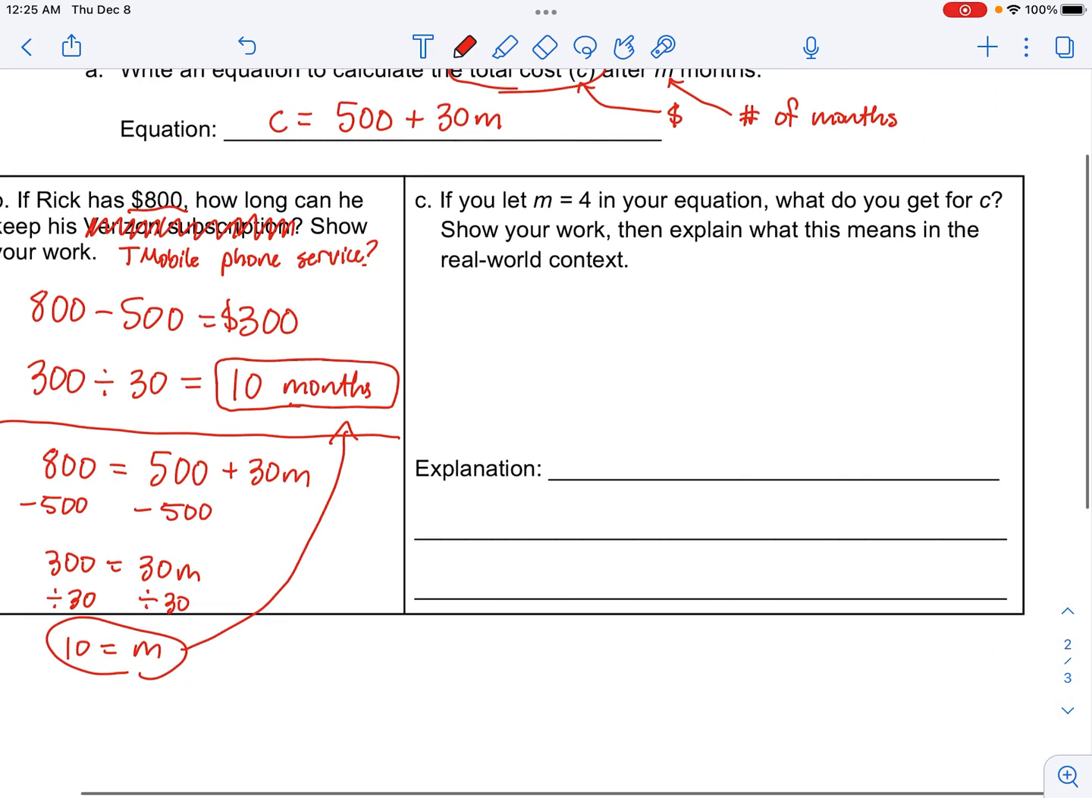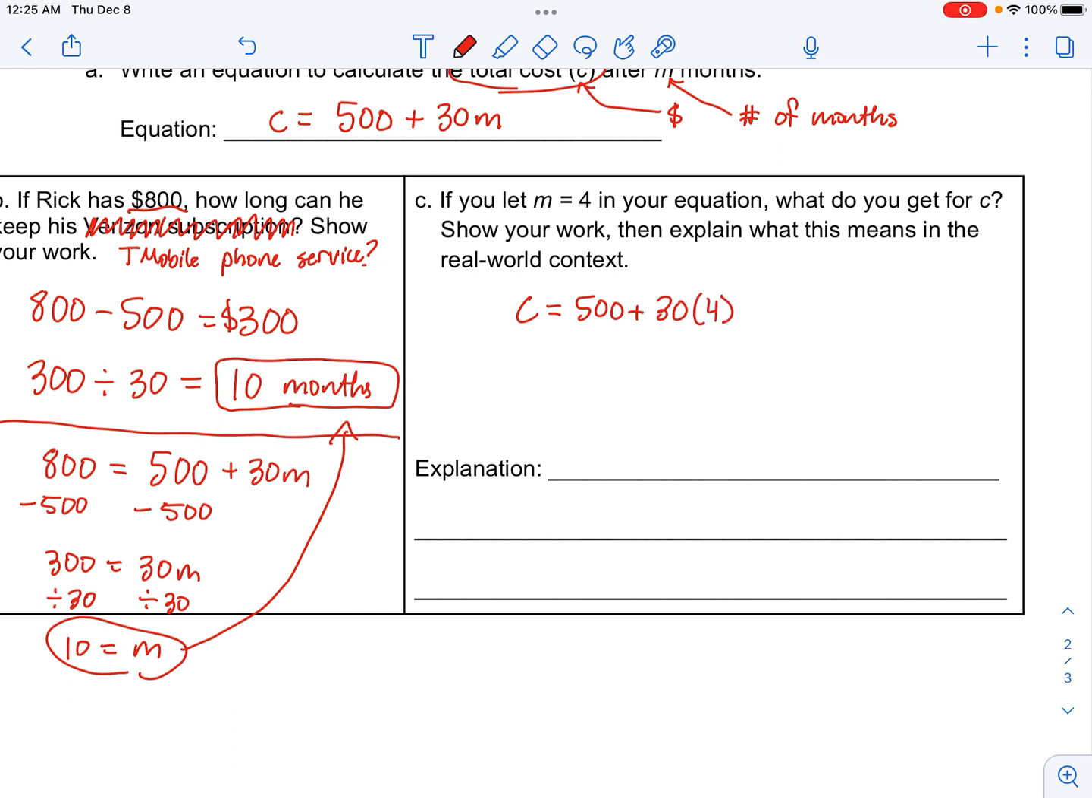Okay. If you let m equal 4 in your equation, what do you get for c? Well, c equals 500 plus 30 times m, but I want it to be 4. And when I do that, I get c is equal to 500 plus 120. I get c is equal to 620.